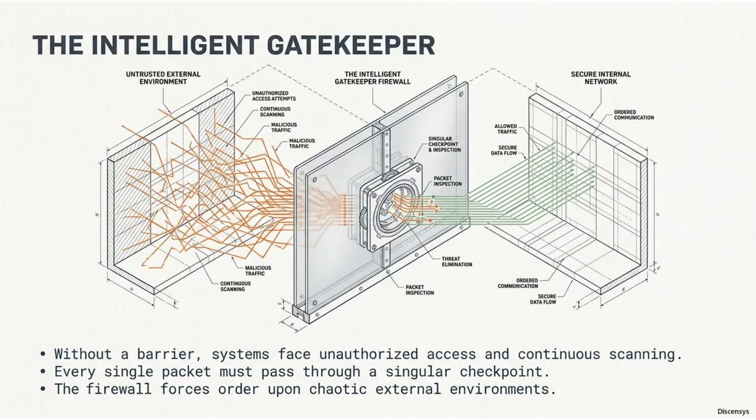Without a barrier, that is, without a boundary or limit, systems face unauthorized access and continuous scanning. Every single packet must pass through a singular checkpoint, that is, one checkpoint. The firewall forces order upon chaotic external environments. You could also try to understand this through the image displayed here.